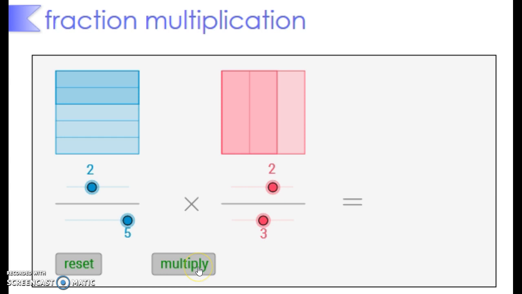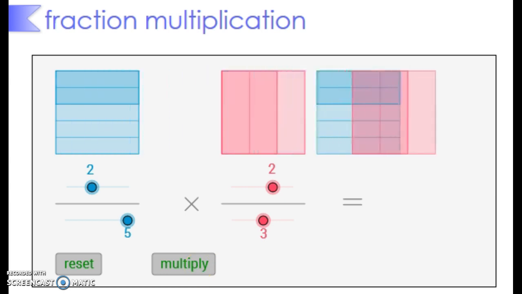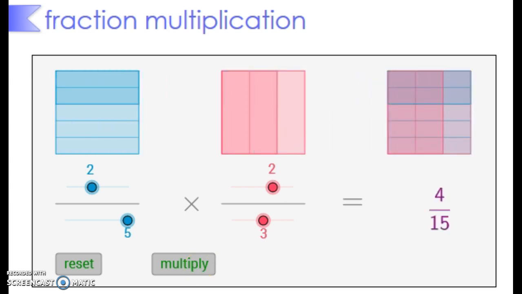Alright, let's check your work. Did you get 4/15? We can see that our numerator is 4 because there are only 4 boxes that overlap with the two colors. We can see that the denominator is 15 because there are 15 smaller boxes. This gives us 4/15.